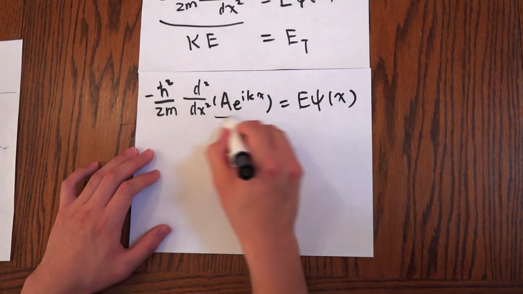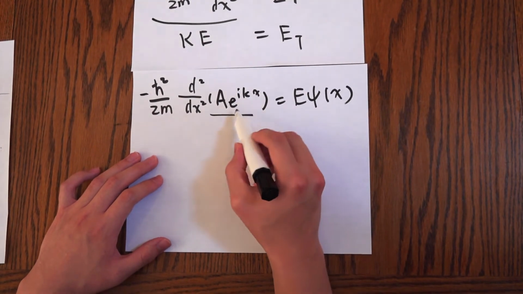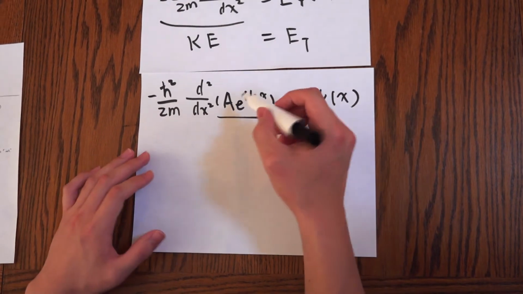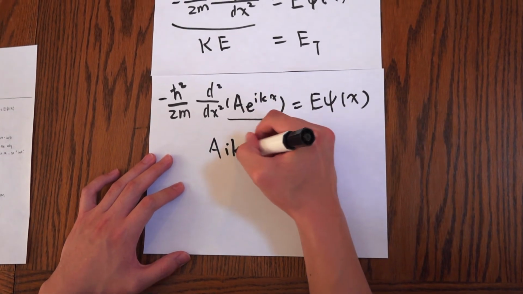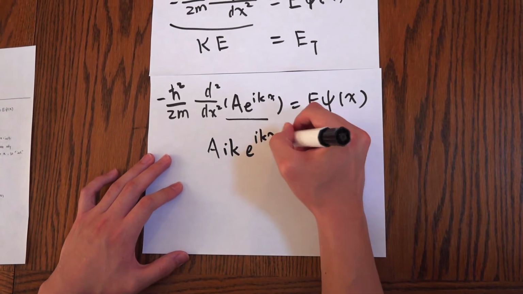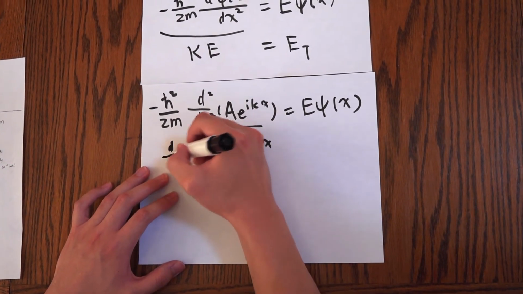Okay, so now let's focus on this term. Let's take the first derivative of it. As we can see, this is from the product rule, right? Just copy A down, and then this will be ik. You just copy e, and this will be up there, since this whole thing is going to be a constant. So this is going to be the first derivative.